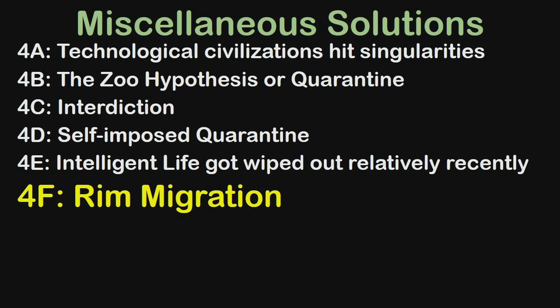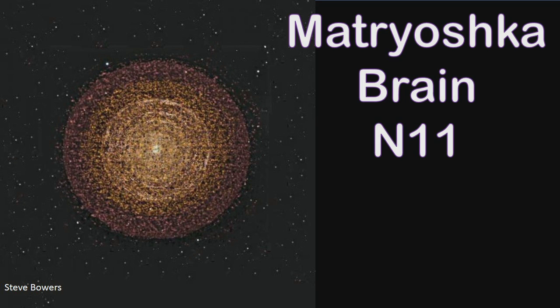4F. Rim migration. It's been suggested that if most civilizations eventually go totally digital, then in order to deal with all their waste heats, they'd migrate away from the inner galaxy to the rim where it's colder. This would usually imply they built a huge supercomputer around their sun and moved the whole star system out to the edge of the galaxy.